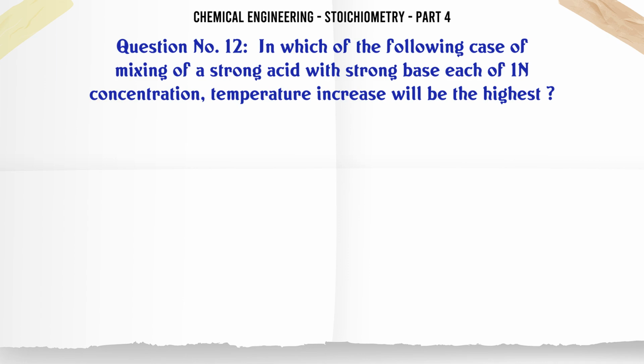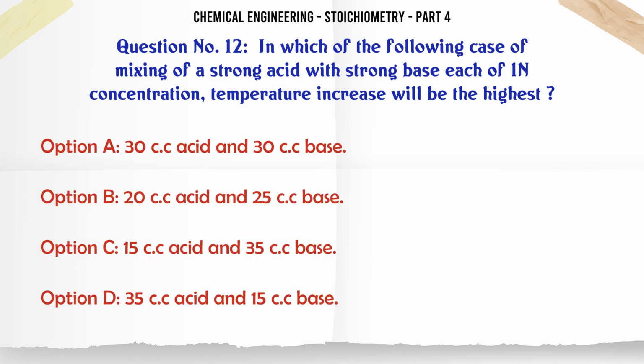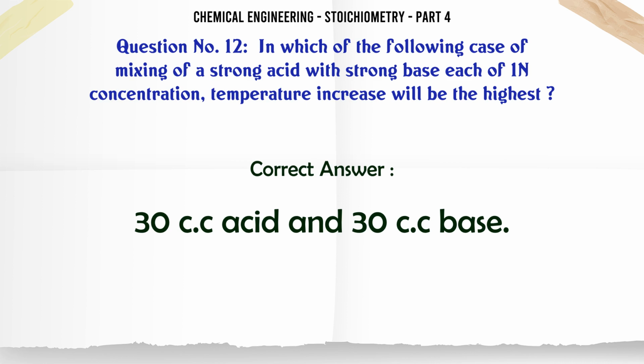In which of the following cases of mixing a strong acid with a strong base, each of 1 N concentration, will the temperature increase be the highest? A: 30 cc acid and 30 cc base, B: 20 cc acid and 25 cc base, C: 15 cc acid and 35 cc base, D: 35 cc acid and 15 cc base. The correct answer is 30 cc acid and 30 cc base.